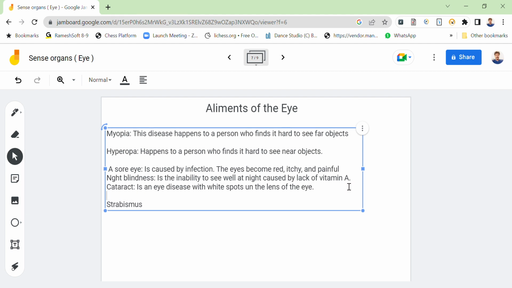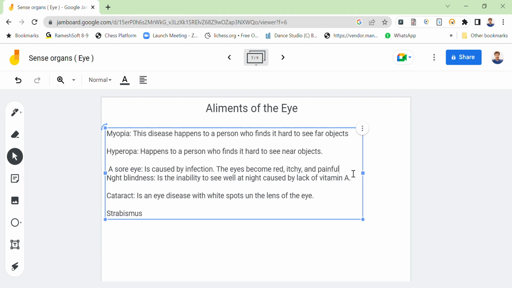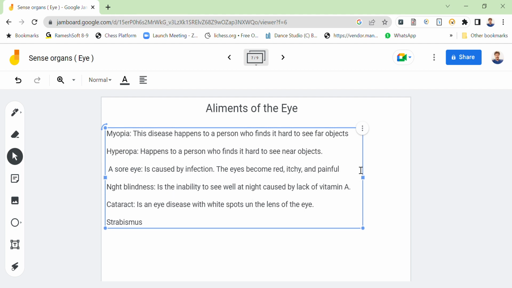Now I'll tell you about myopia. Myopia is a disease in which a person finds it hard to see far objects, but they can see near objects. Now, hyperopia happens to a person who finds it hard to see near objects. So they can see far, but not near objects.